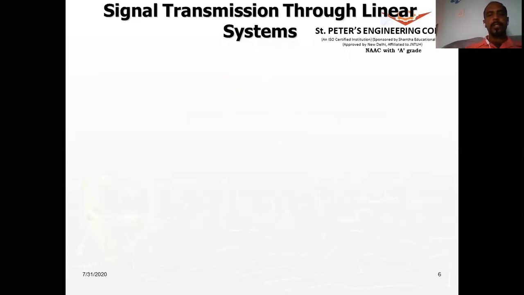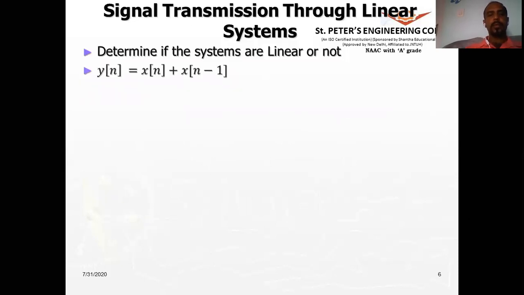All right, let us look at another problem. Now, so far we've been dealing with continuous time signals. Now, let us also discuss discrete time signals. If y of n is equal to x of n plus x of n minus 1, so what is the T operator here? It is taking the input x.